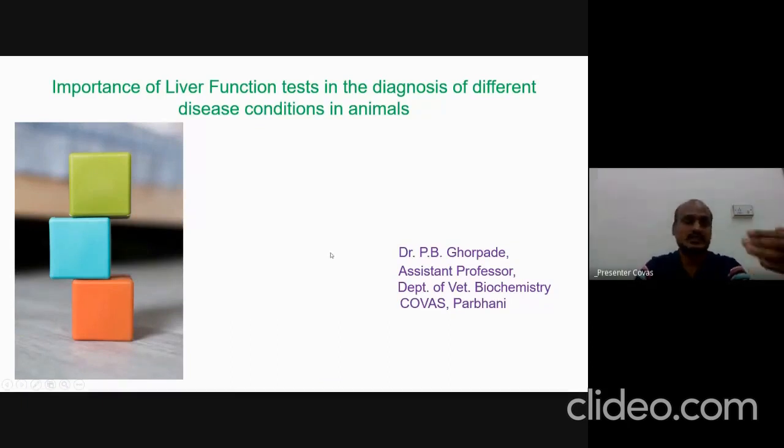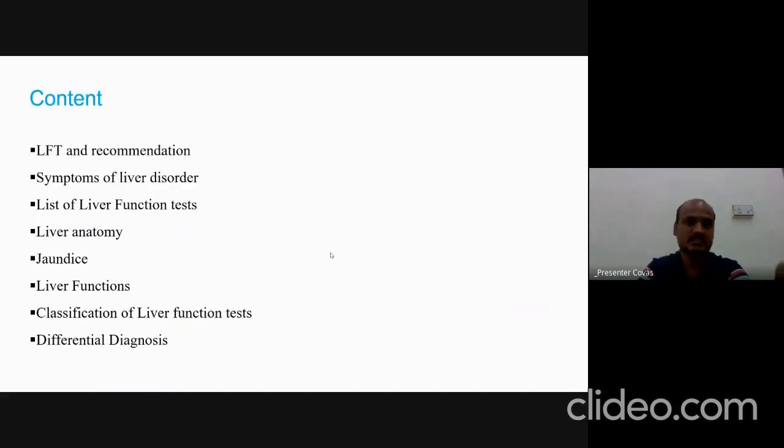So we have 3 cubes on top of each other, which is compartmentalization. Whenever we are discussing liver function test, for example jaundice, we are going to explain it in the 3 compartments, like pre-hepatic, hepatic, and post-hepatic compartments. So this one is just representative.